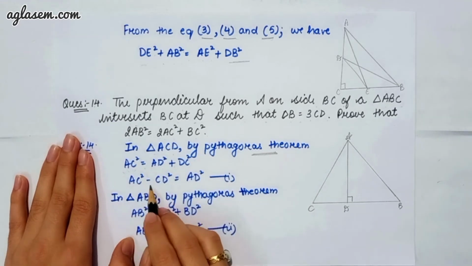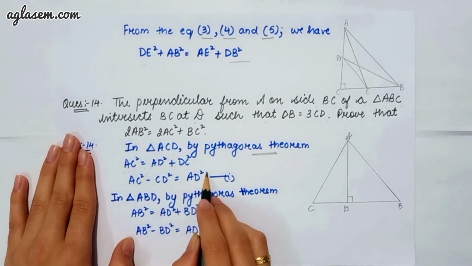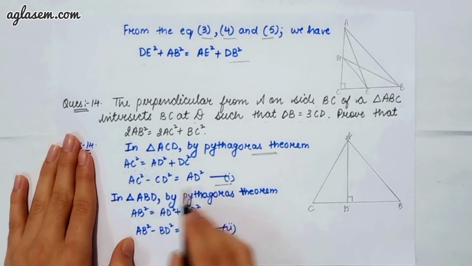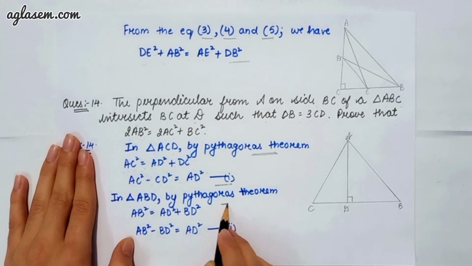AC square minus CD square is equal to AD square. That is the first equation. And in triangle ABD, again applying Pythagoras theorem, we will have AB square is equal to AD square plus BD square. It will give you another equation, that is AB square minus BD square is equal to AD square.